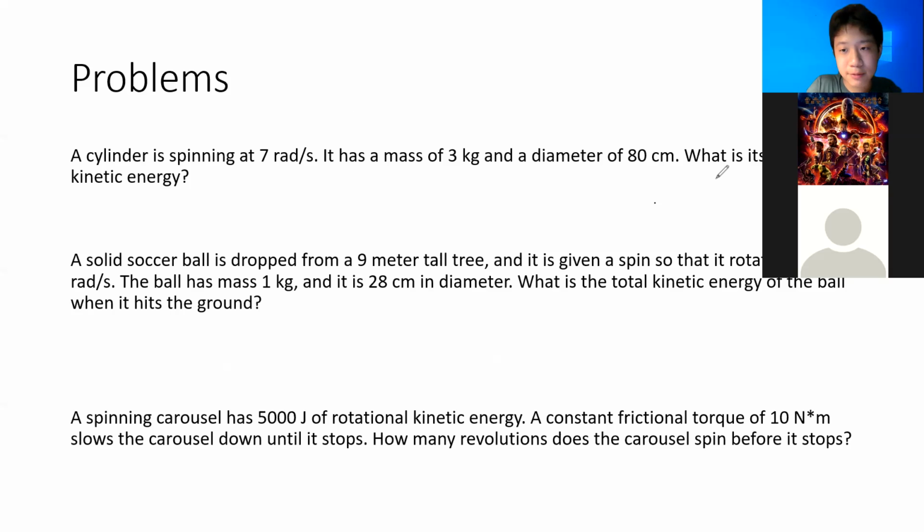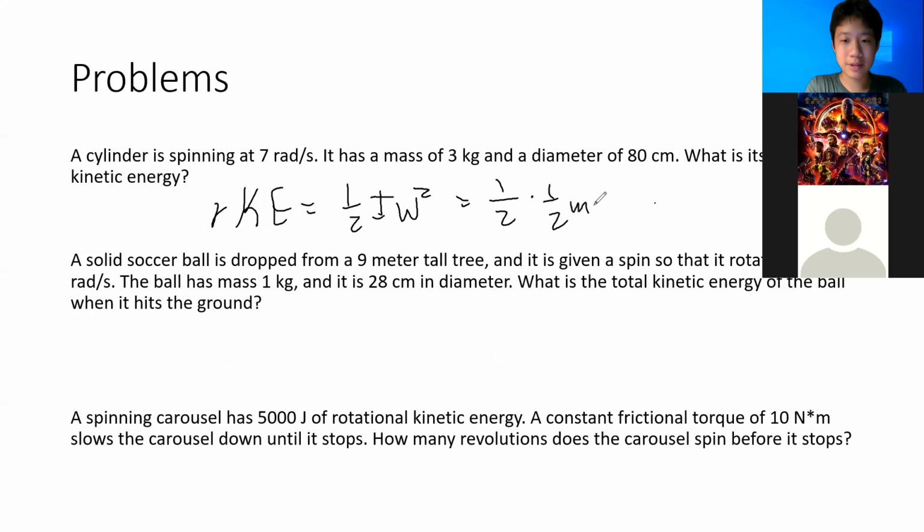So the first one, we want to find the rotational kinetic energy of the cylinder. Rotational kinetic energy is given by 1/2 I ω squared. So it will be 1/2 times, well, what's the inertia of a cylinder? 1/2 mR squared. So 1/2 times 1/2 mR squared. So this is the inertia. And then we have our ω squared. Plugging in values, we're supposed to get 5.88. What is it? Joules.